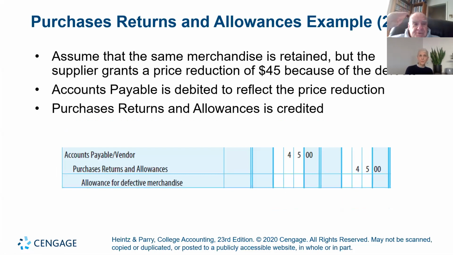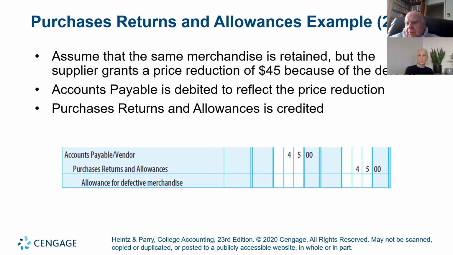Purchase returns allowances. Here's another example. Assume the same merchandise is retained, but the supplier grants a price reduction of $45 because of the defects. This is a good one here. In other words, what happened was we tried to return something for $200. And in this case, the guy said, look, I don't want those $200 items back. How about I knock $45 off the cost?